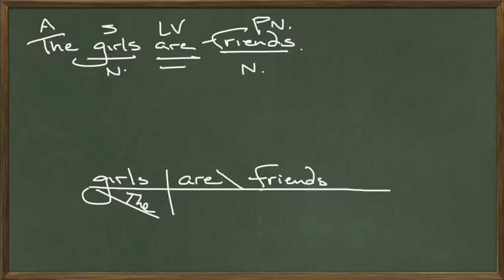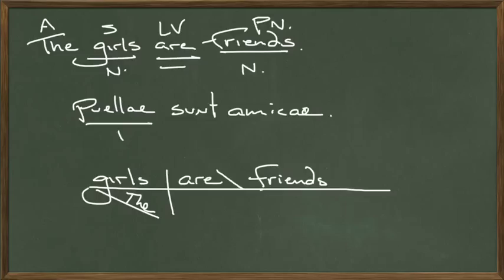Okay, and if we translate this into Latin, we end up with puellae, which is girls. Puellae sunt amicae. Oops, puellae sunt amicae. That should be an E down there. Of course, this is bad Latin word order, so we would probably write puellae amicae sunt. Wow, I'm making lots of little mistakes here. There we go. Puellae amicae sunt.